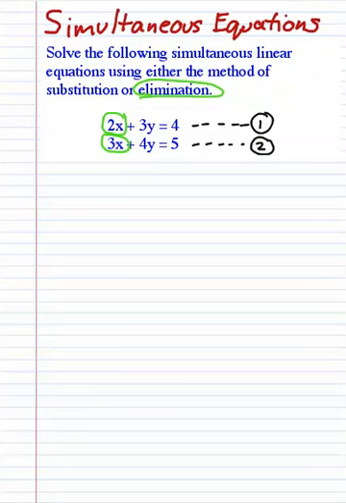Now, the first thing to think is we've got a 2x in equation 1, we've got a 3x in equation 2. So what's the lowest common multiple of 2x and 3x? And that's going to be 6x. So we're going to change both of these equations into having a 6x there.